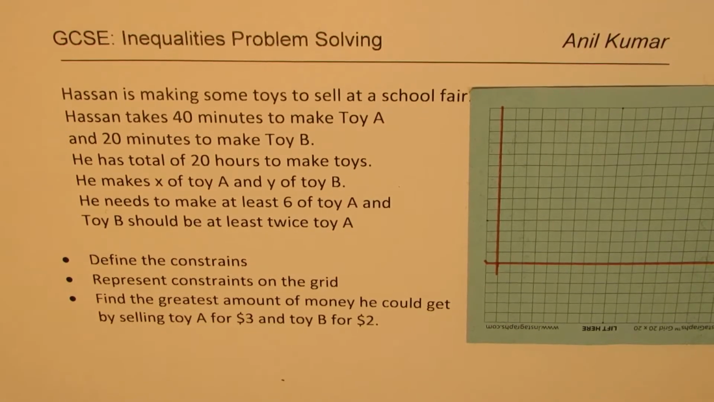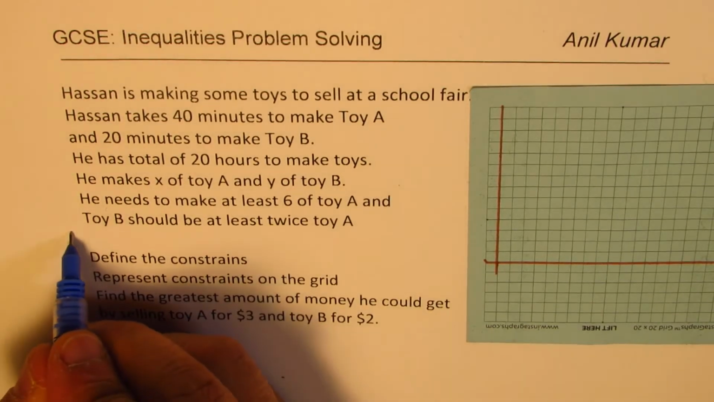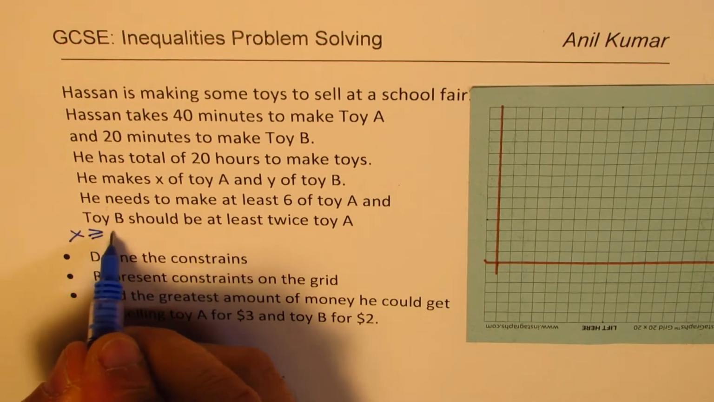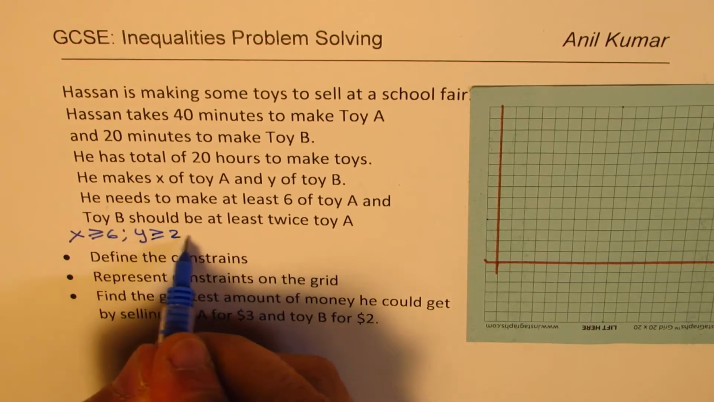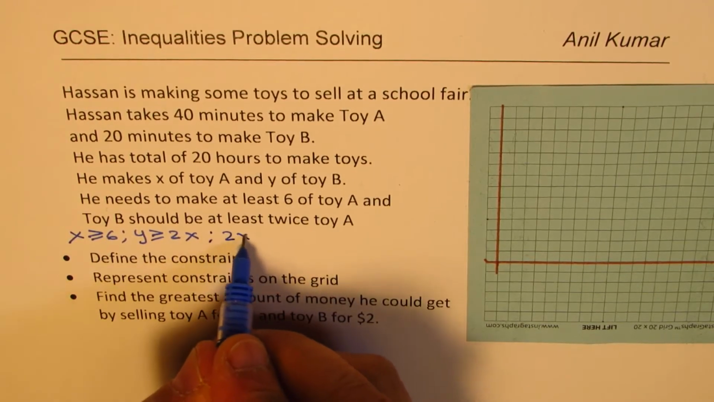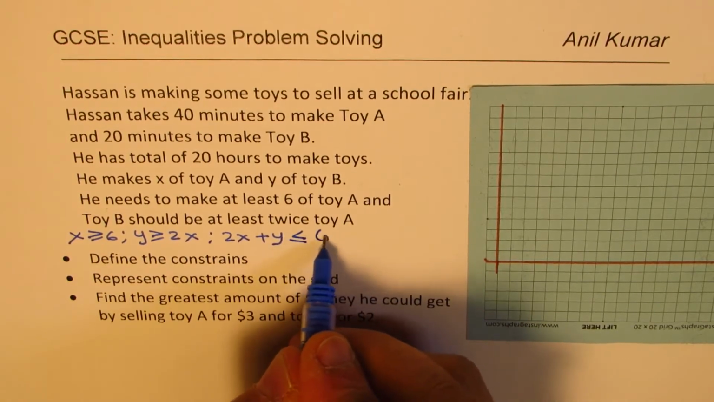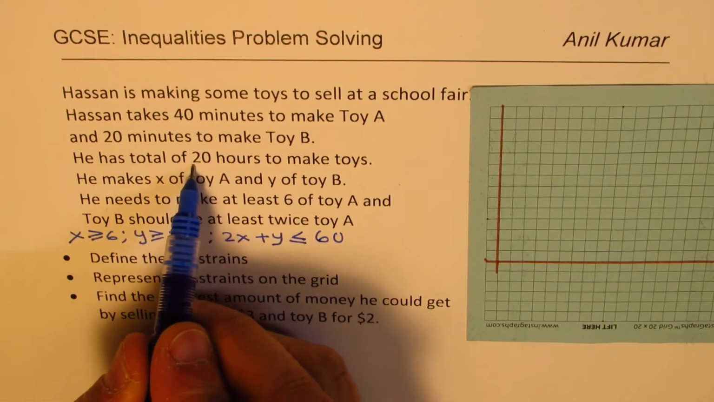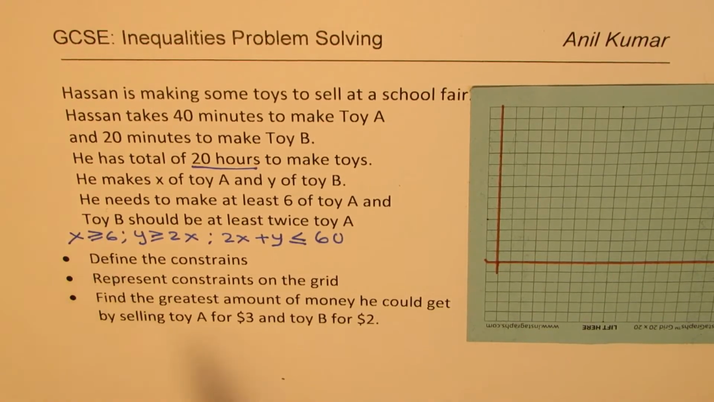Here's a fresh page and let me write down all the restrictions or the constraints which we worked with. One is x should be greater than or equal to 6. The other one is that y is greater than or equal to 2x. And the third one was that 2x plus y should be less than or equal to 60. That we get from 20 hours of work, correct? So we have to basically draw these 3 lines. So let's begin with x equals 6.